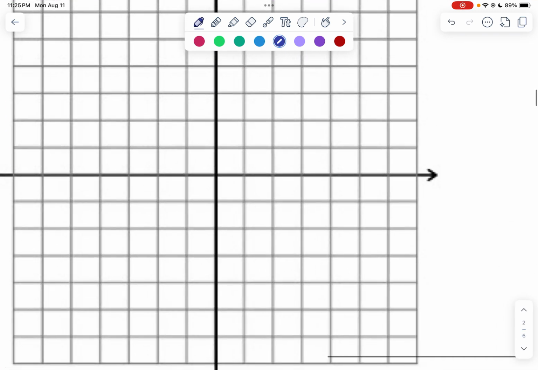So on our graph, we have 0, 0, our next coordinate was 1, 1. But then I didn't have 2, 4. I had 4, 2. Because what's the square root of 4? 2.